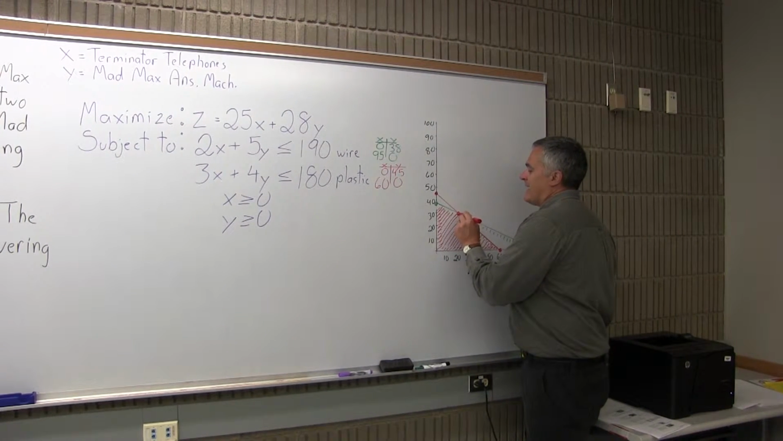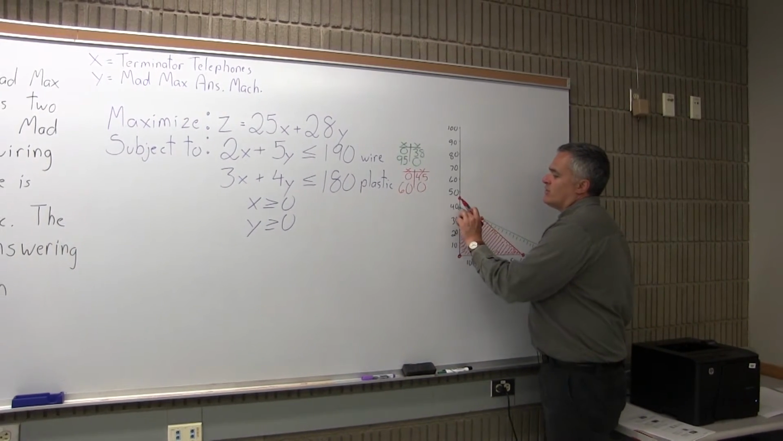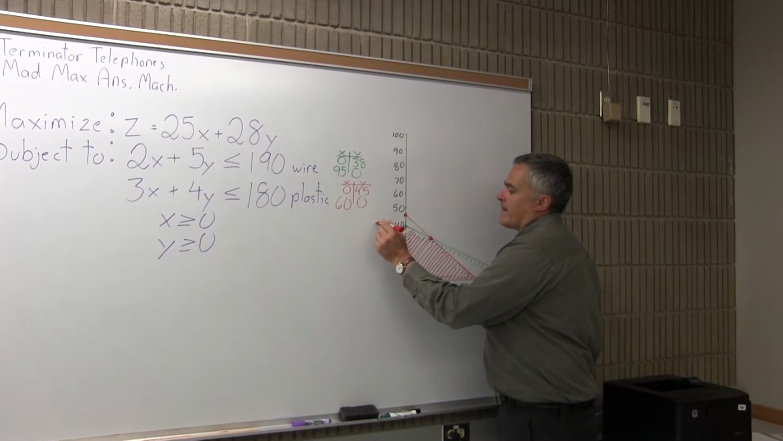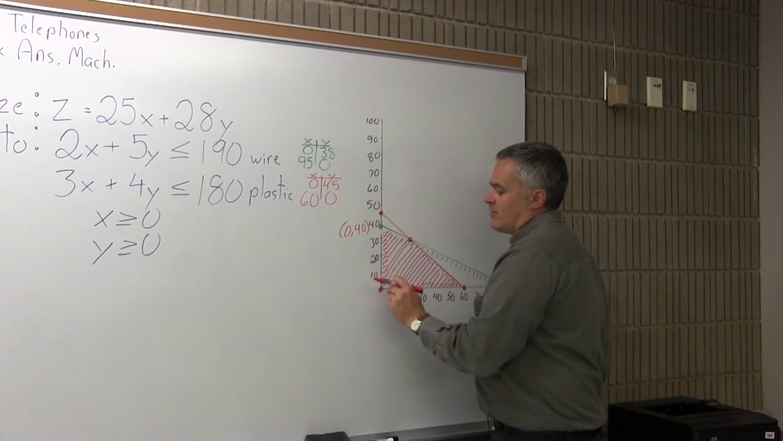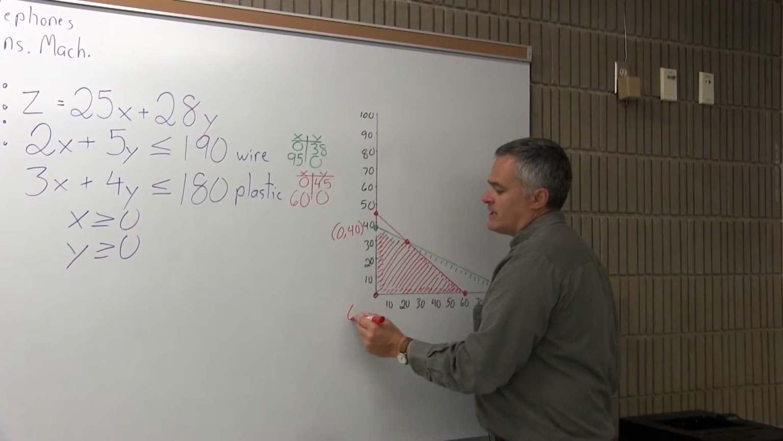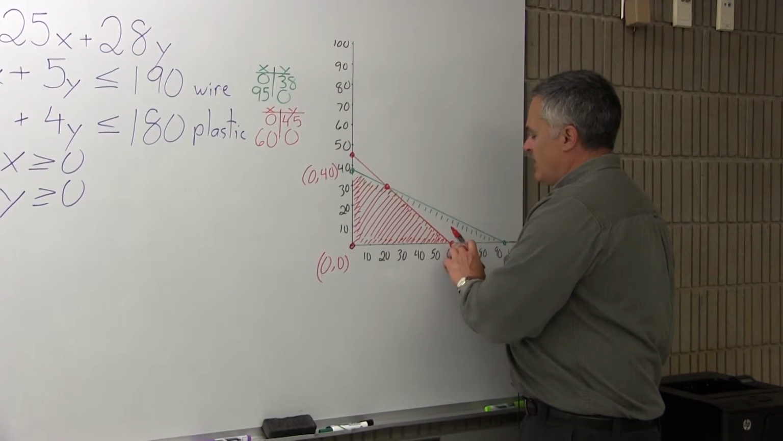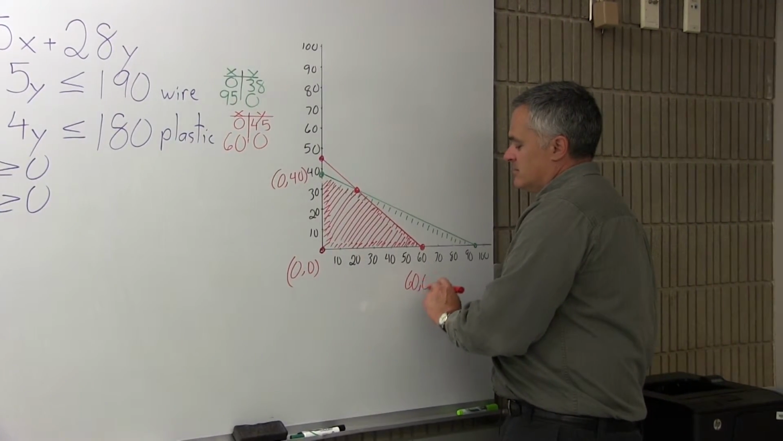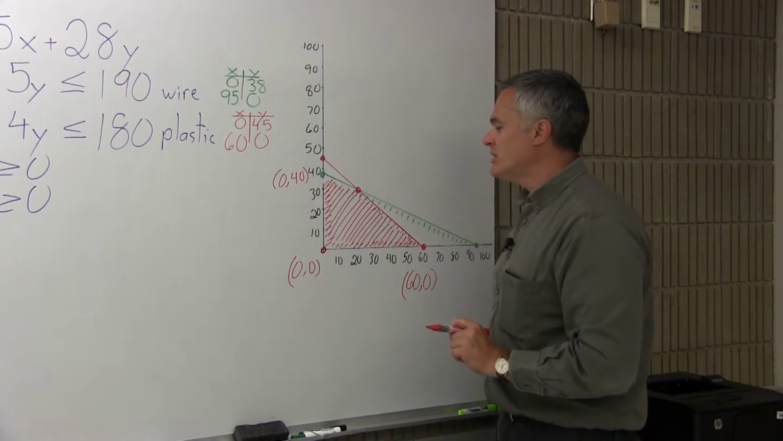Now what I have to do is label the corner points. So I have one out in the middle, and the others are along the edge. So the first corner point I have is over 0 up 40. I'll come right around. The next one is 0, 0. That's a corner point. Can't possibly be the maximum, but it is a corner point. The next corner point I have on my graph is over 60 up 0. That's a corner point.